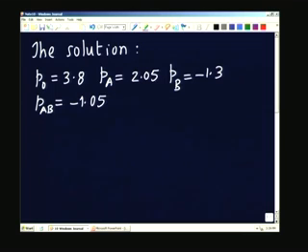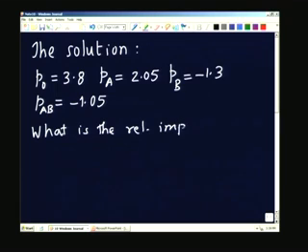Now, I am going to ask myself the question, how do I interpret these results in terms of identifying the relative importance of the different factors on the outcome of the experiment. So, the question is, what is the relative importance of each factor?